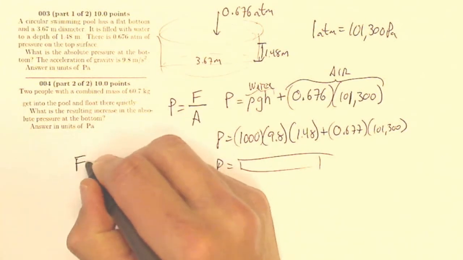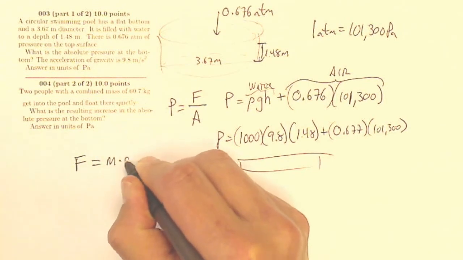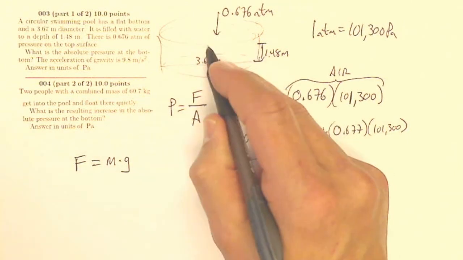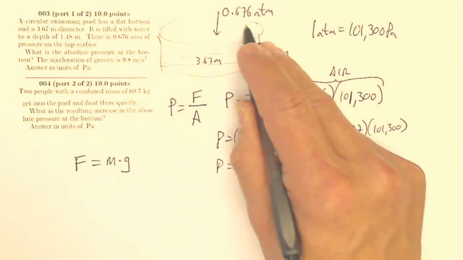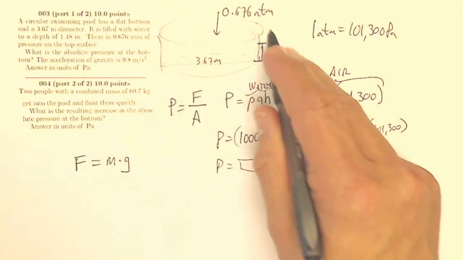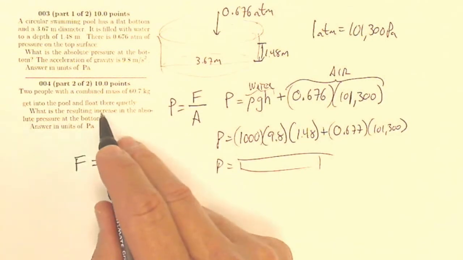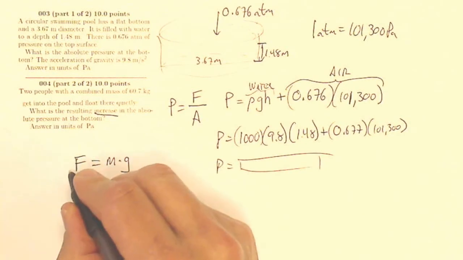Well, that's an additional force of the mass times the gravity. That's going to be the weight of these people. But once they get in, the water's going to go up ever so slightly, but that rise in the water is going to distribute their mass over the entire bottom of the pool. So now I just want the increase in the pressure at the bottom.